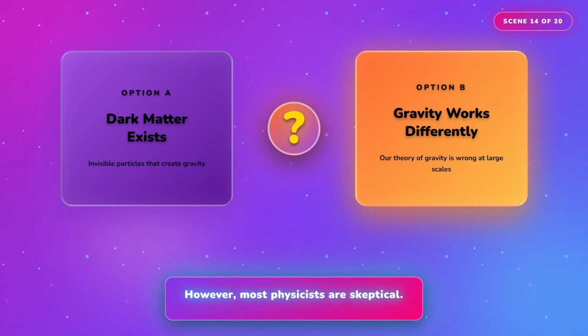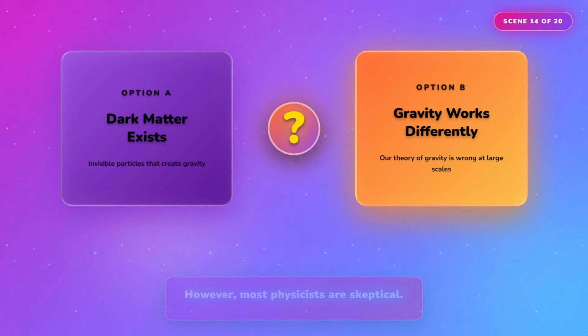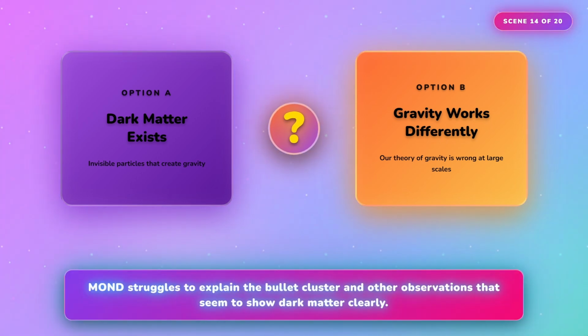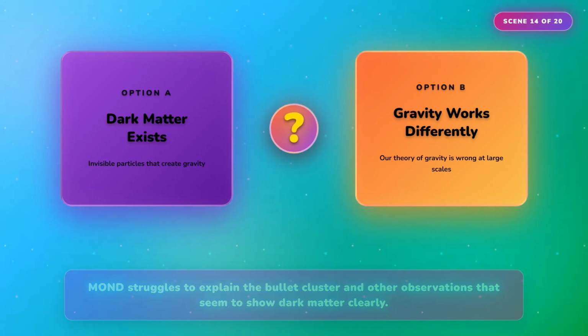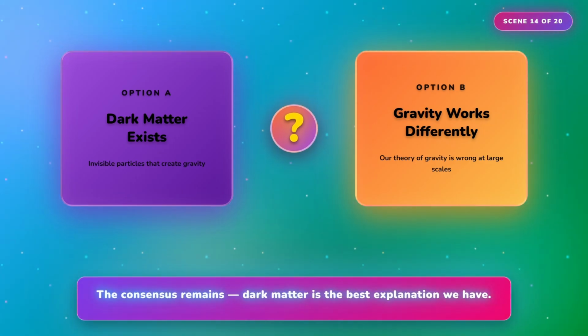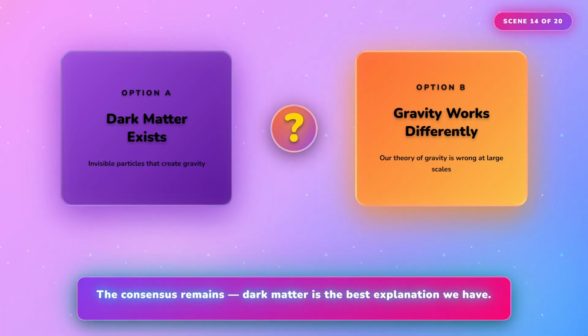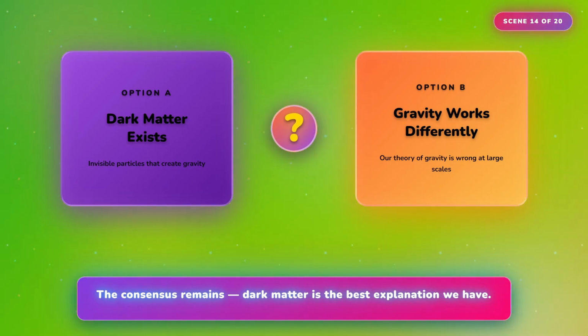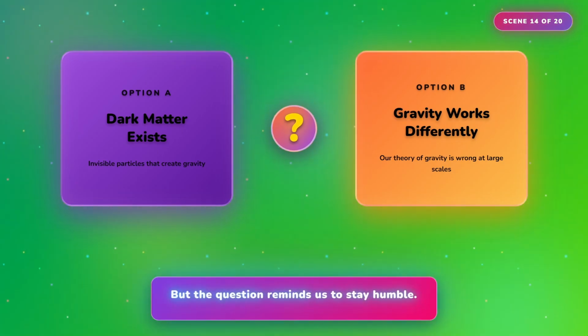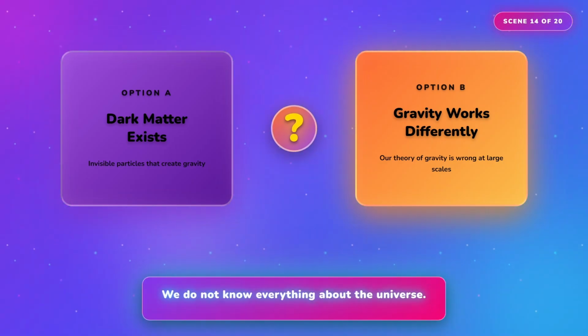However, most physicists are skeptical. MOND struggles to explain the bullet cluster and other observations that seem to show dark matter clearly. The consensus remains, dark matter is the best explanation we have. But the question reminds us to stay humble. We do not know everything about the universe.